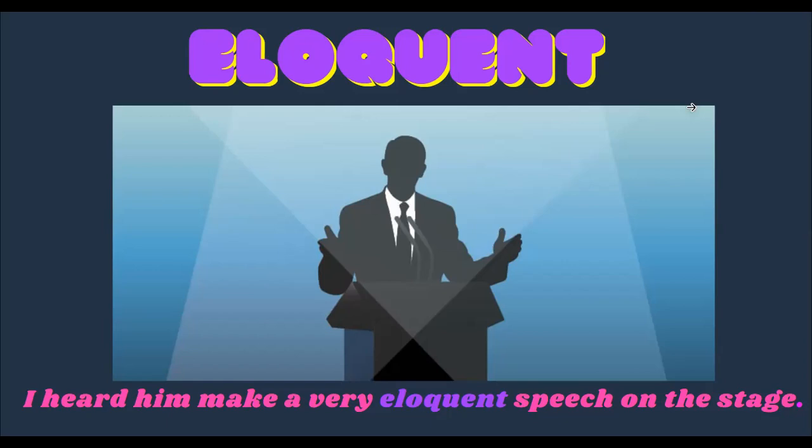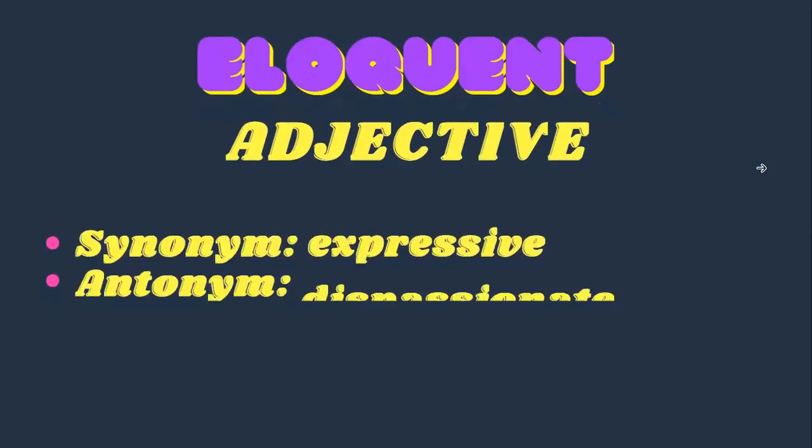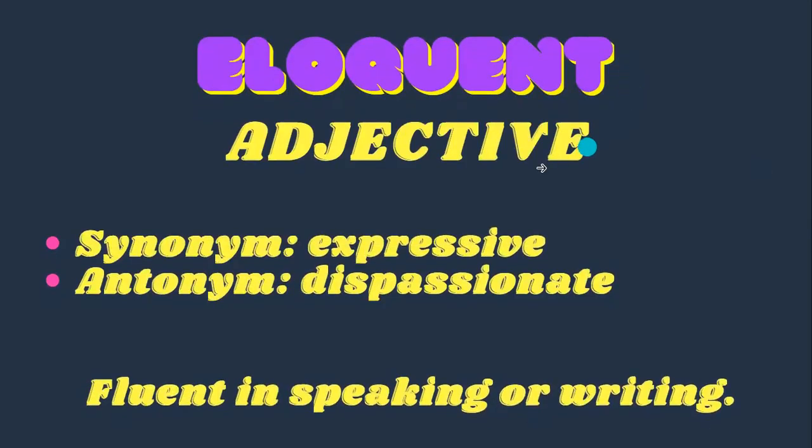Eloquent, it means fluently. He's very well prepared. He knows everything. He's very self-confident. Let me show you. Eloquent, it's an adjective. This is the part of speech.